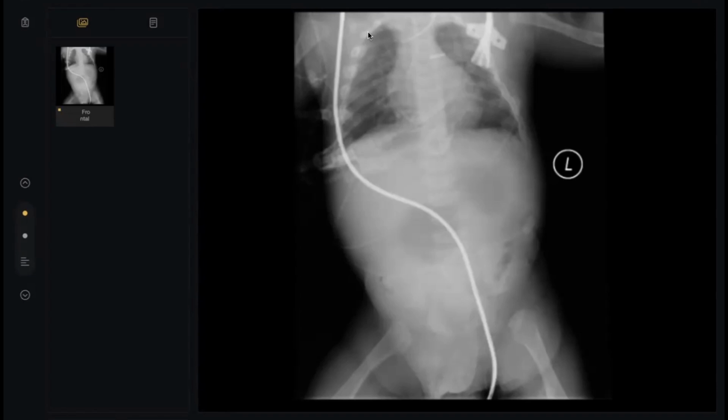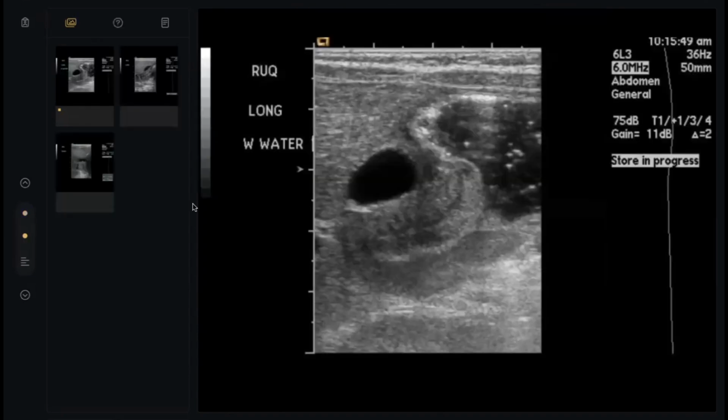I would like to take the history from the mother about feeds. How is the baby's feeds? Because these two lucencies in the abdomen might be suggestive of duodenal atresia or incomplete duodenal atresia, or might be Ladd's bands, or small bowel malrotation can be an option. Next, I would advise a contrast enhanced study or upper GI barium study for further evaluation.